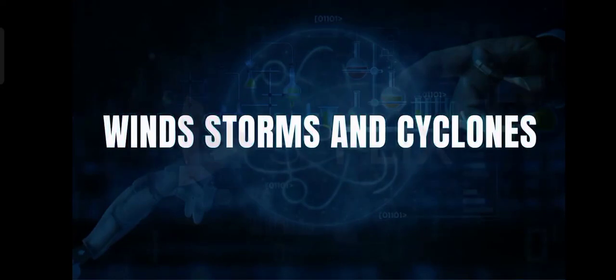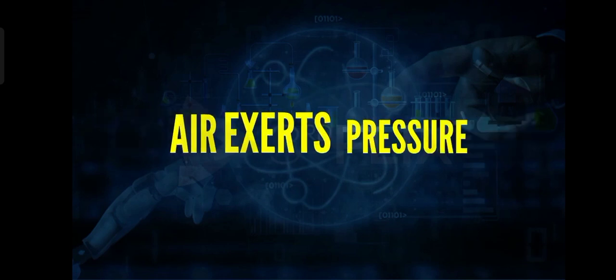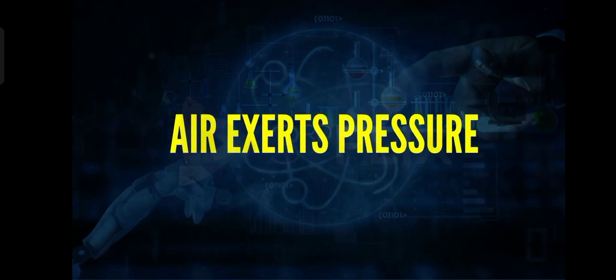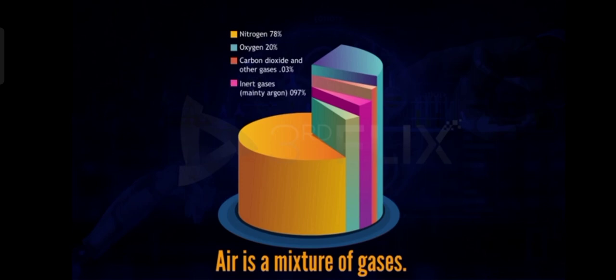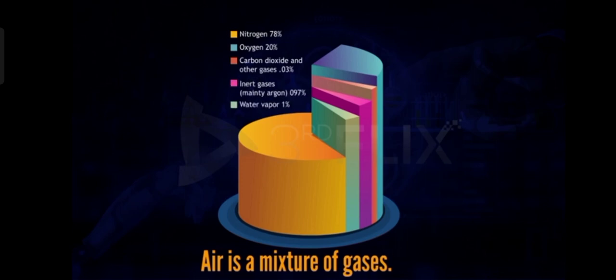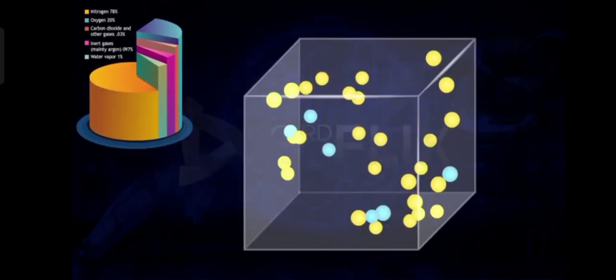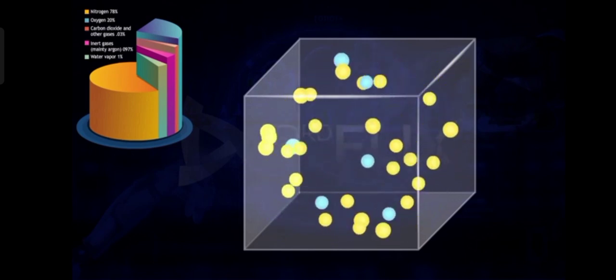Winds, storms, and cyclones. Air exerts pressure. Air is a mixture of gases. It is made up of tiny particles called molecules which move around quickly in all directions.